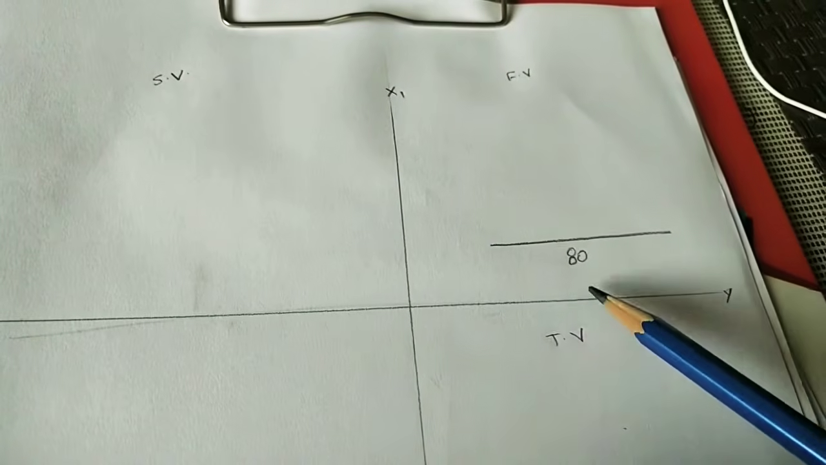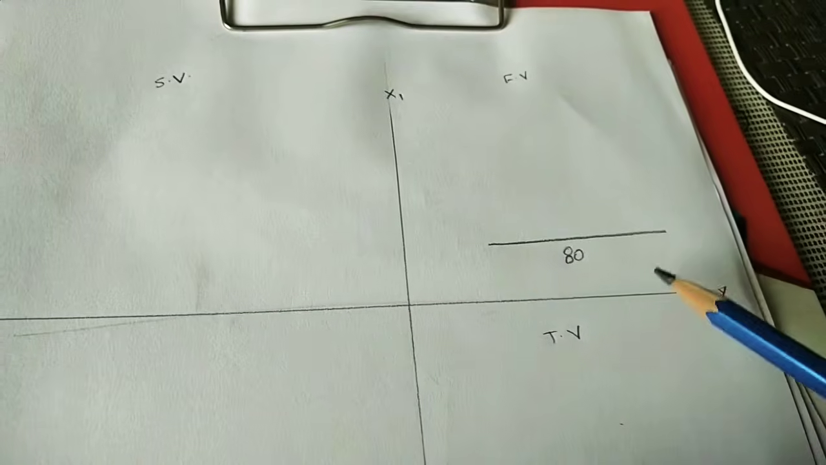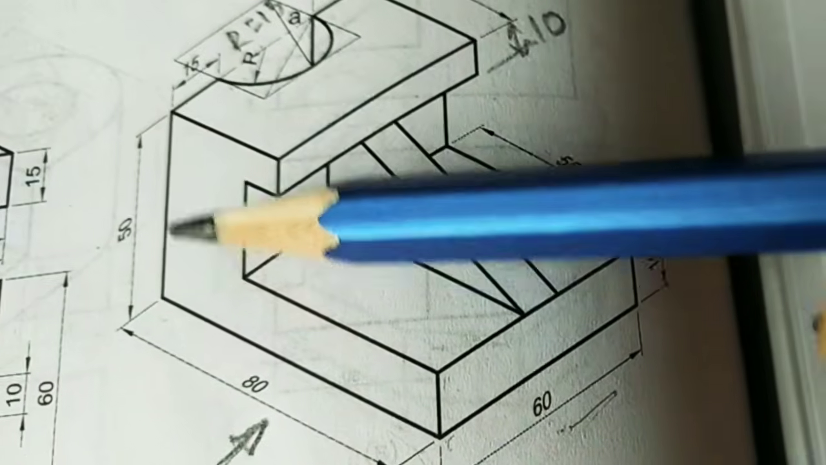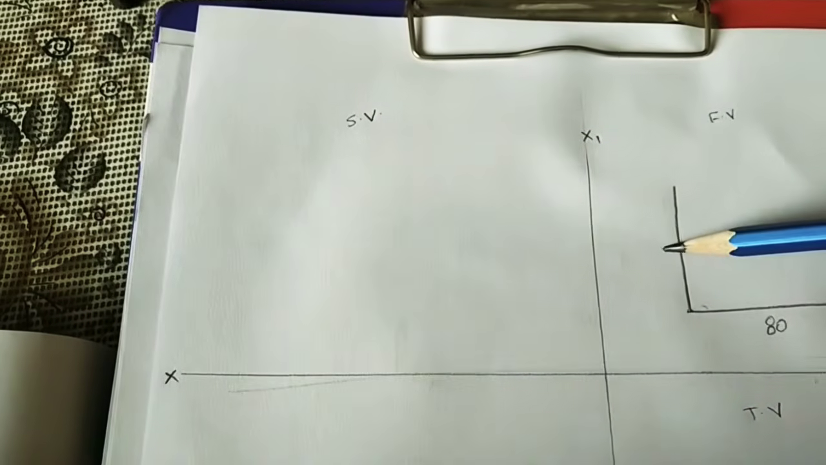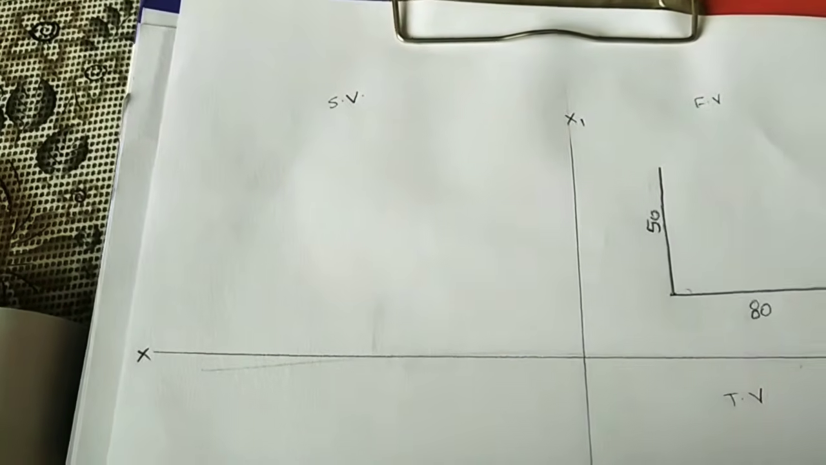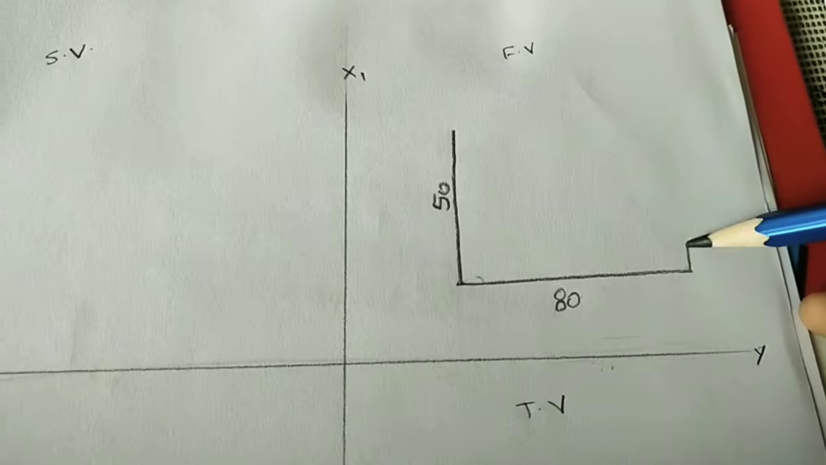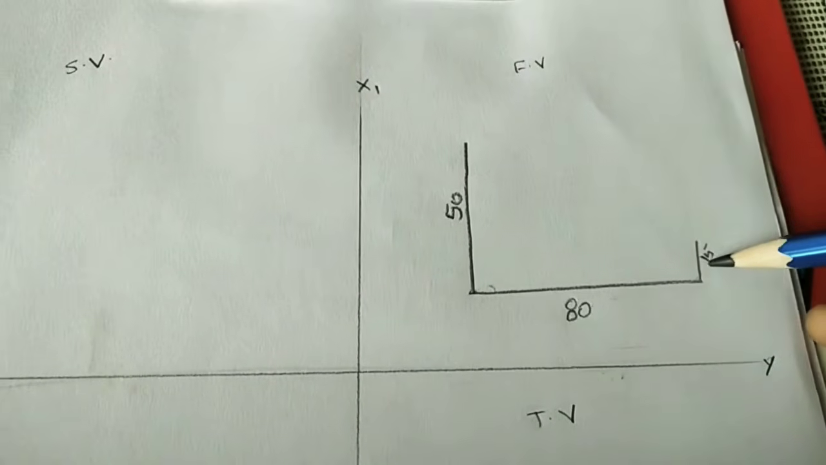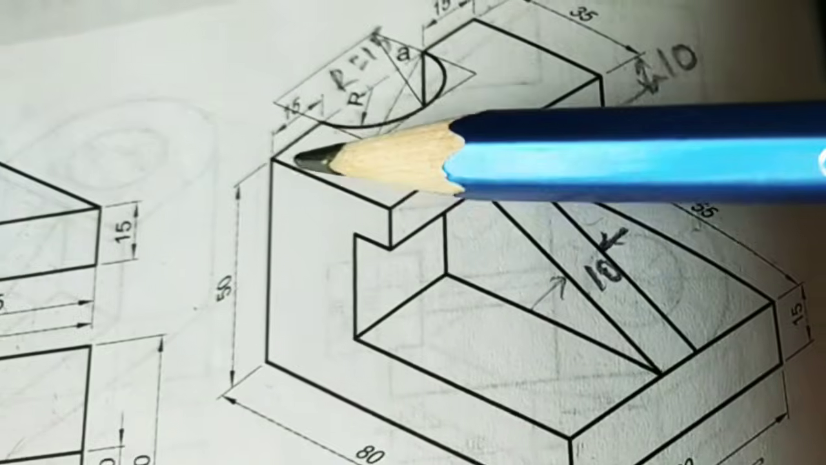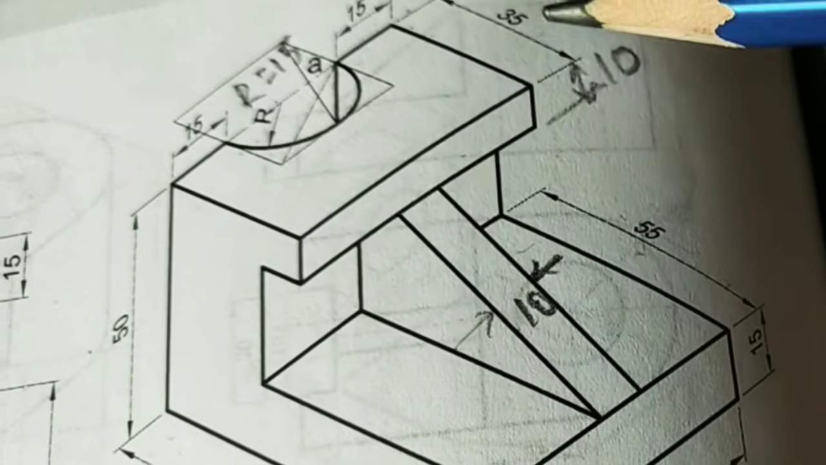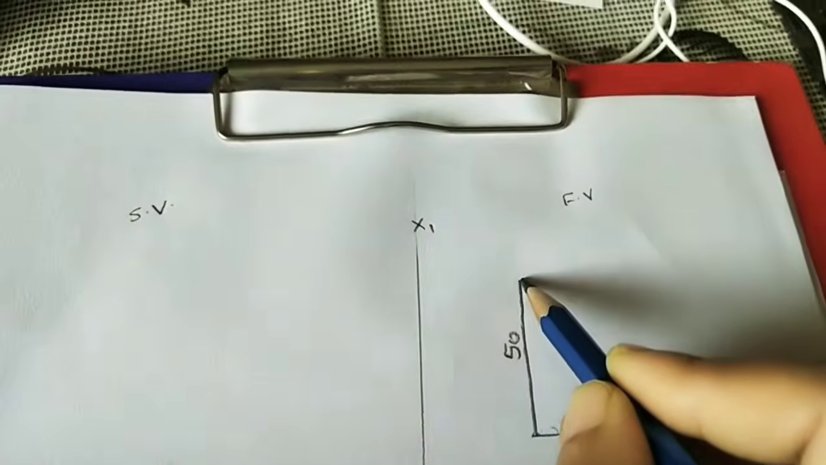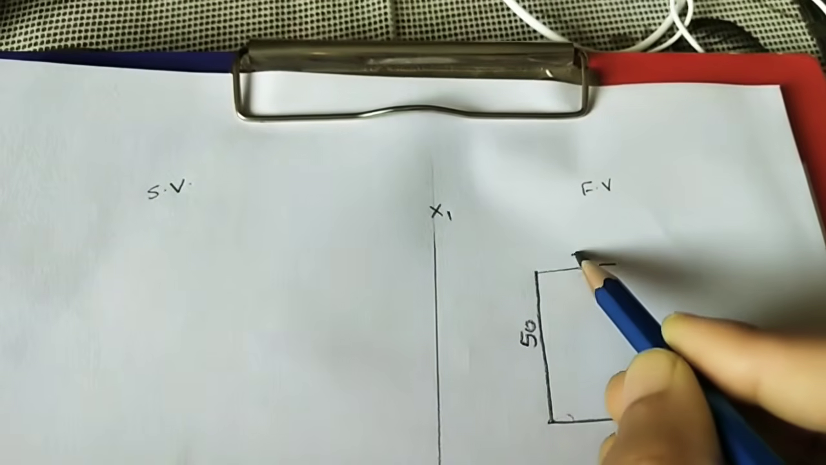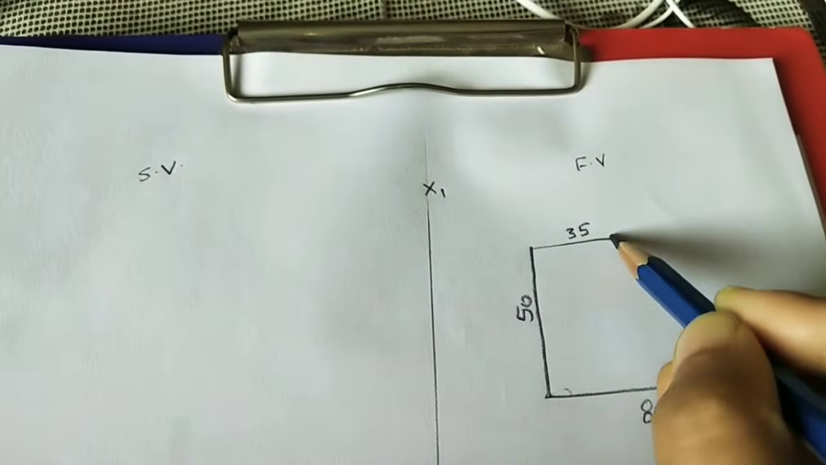We can take any gap between this reference line and this main diagram line. After 80 mm, do the height 50 mm. Now here do 50 mm. Do 15 mm. Just roughly mark all the dimensions. After that here do this thickness, how much is it? 35 mm. After that 10 mm. 35 mm here. 35 mm. After that 10 mm.